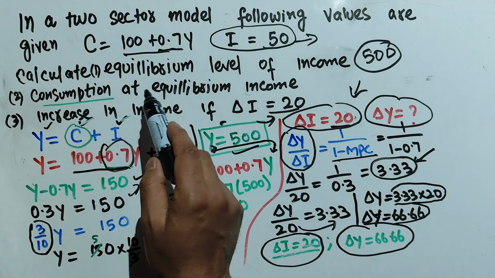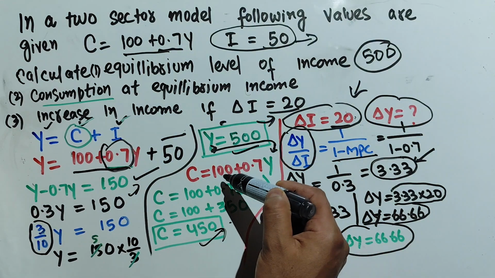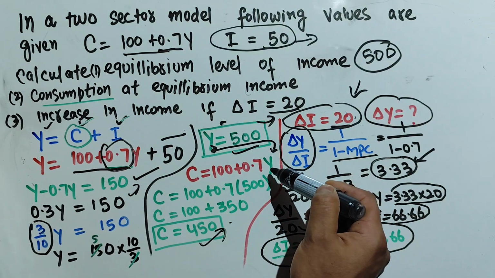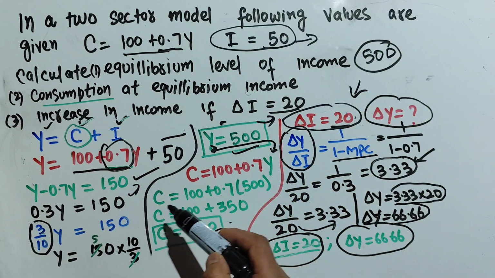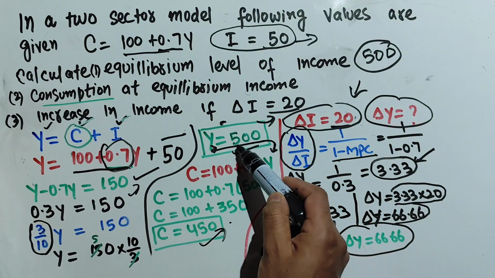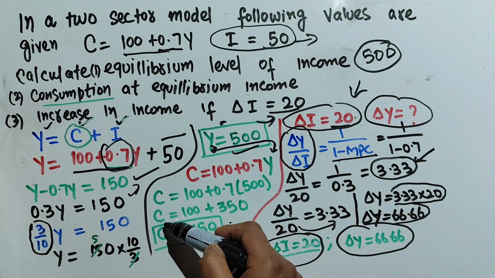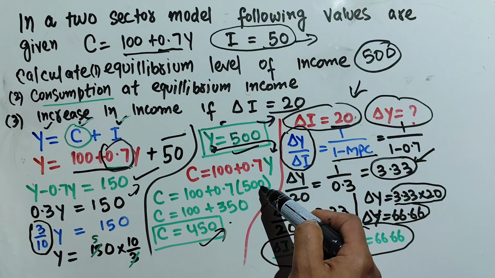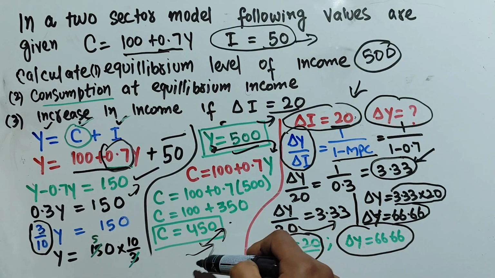Next, we have to find out the consumption at the equilibrium level of income. Given the consumption function is 100 plus 0.7y, we plug the equilibrium level of income into this consumption function. That is, C will be equal to 100 plus 0.7, and the equilibrium level of income is 500, so here we write 500. So C will be equal to 100 plus 0.7 of 500, which is 350. So the equilibrium level of consumption will be equal to 450.